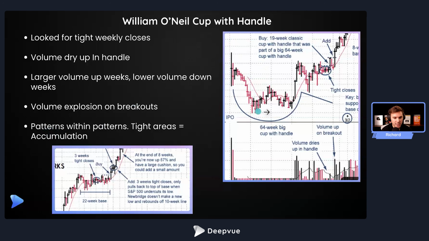Also, as I mentioned here, you've almost got a VCP and then a mini VCP on the right hand side. So you've got patterns within patterns. You'll see that there's a fractal nature to this, and tight areas within the chart suggest accumulation, and then that final tight area before the buy point, that's what we're looking for. But overall, you can see volatility contraction patterns within volatility contraction patterns. But keep it simple at the end of the day, especially if you're new to this.